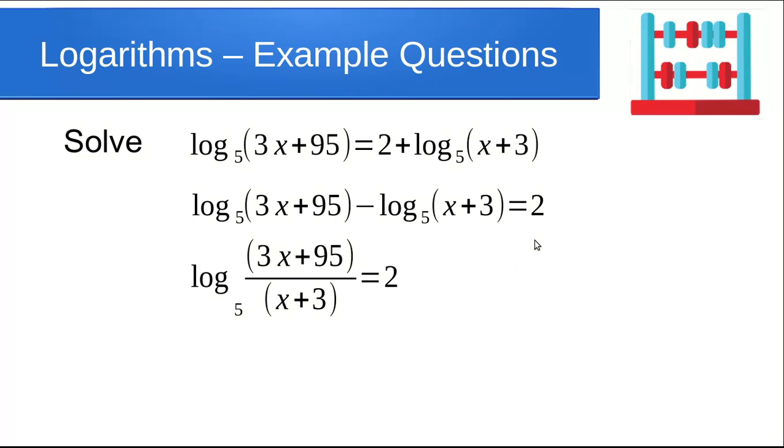Now here's the bit where students often get stuck, because they forget how to undo a logarithm. Remember, the way we undo a logarithm is we do the little number, the base, to the power of the right hand side, equals that which lies within the logarithm. And so we're going to get 5 squared, which is 25, equals (3x plus 95) over (x plus 3).